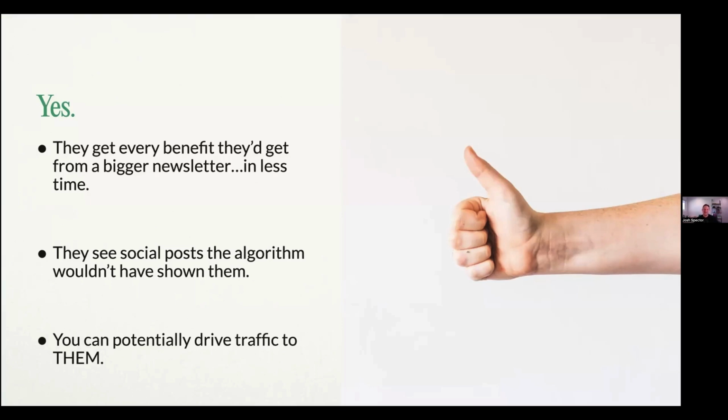The second thing is, if you're providing and creating good content, all this stuff you're posting on social, most of your audience isn't seeing it because of the algorithms, right? So this is a way for them to see all the stuff and all the value that you're providing that they otherwise would have missed.